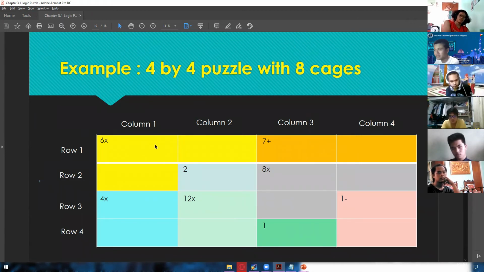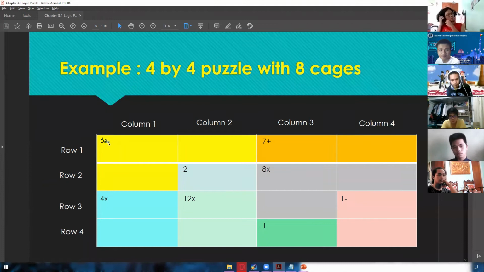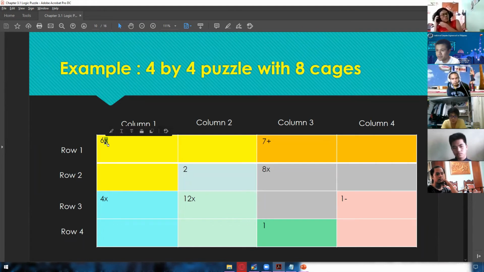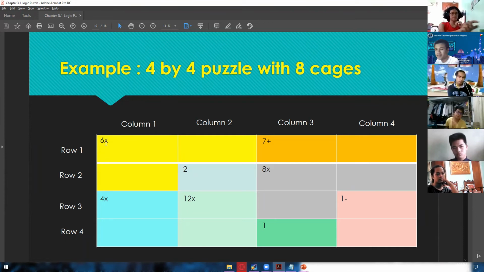And the next thing that you might have already noticed is a number above that certain cage. Each cage has a certain number and then a certain operator. So in here we have 6, and then we have the operator. The number right here is our target number. And how do we solve that target number? We have to use this operator. In here we have multiplication.